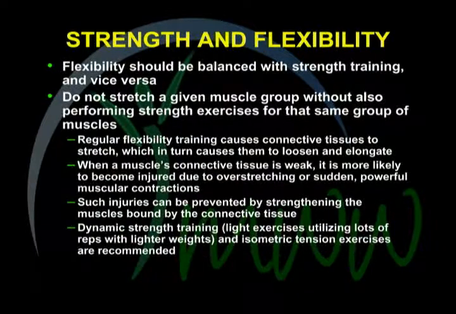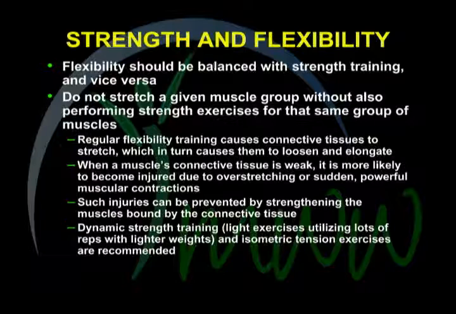Do not perform stretching exercises for a given muscle group without also performing strength exercises for that same group of muscles. The reason for this is that regular flexibility training causes connective tissues to stretch, which in turn causes them to loosen and elongate. When a muscle's connective tissue is weak, it is more likely to become damaged due to overstretching or sudden, powerful muscular contractions. Such injuries can be prevented by strengthening the muscles bound by the connective tissue.